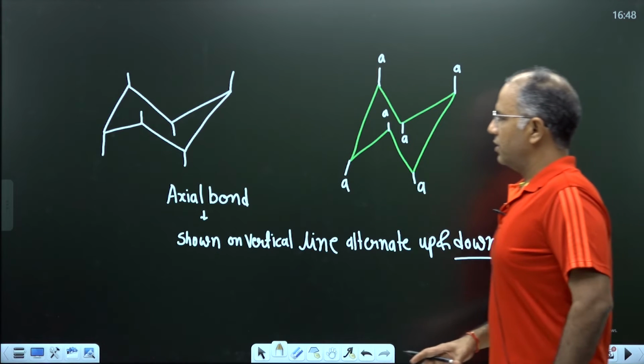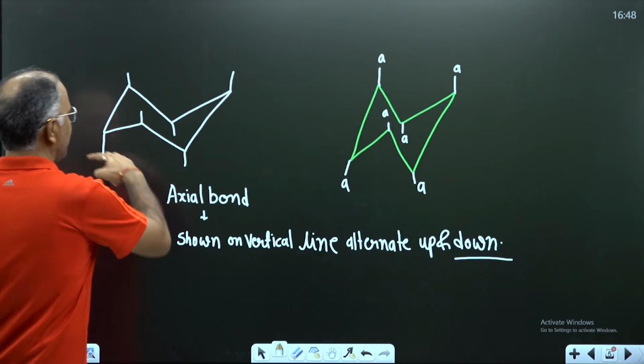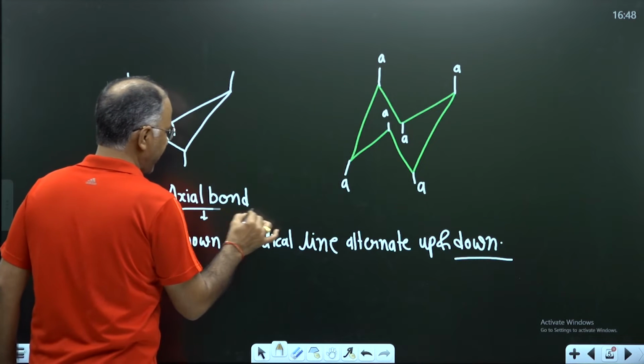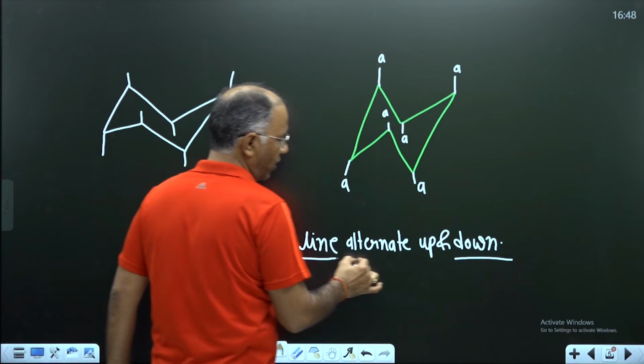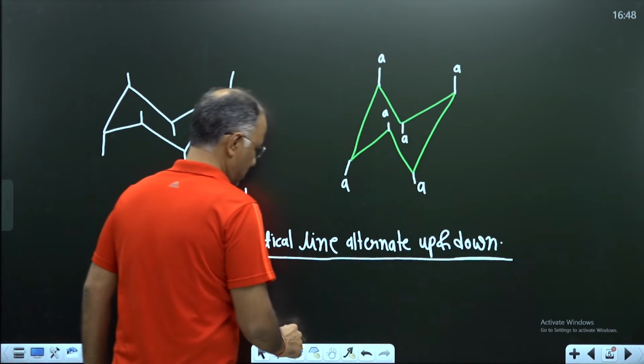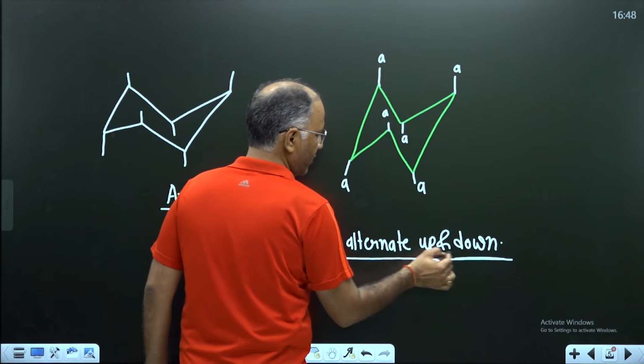Now, there will be two types of bond in the chair form. Now, this is our chair form. There will be one axial bond. Axial bond is shown by a vertical line and alternates up and down.